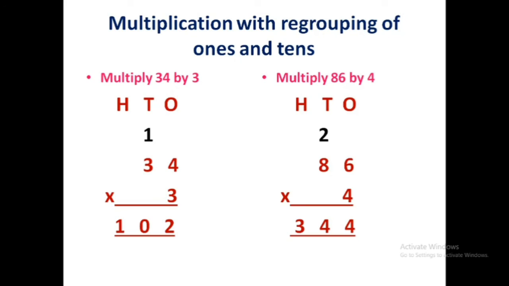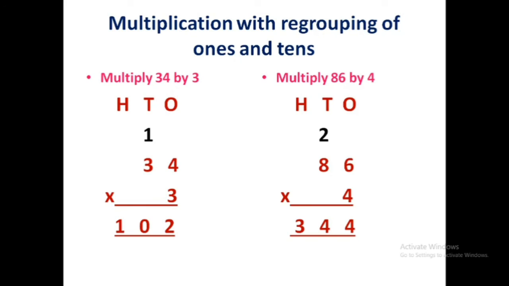Next, let us multiply 86 by 4. Write the numbers 86 into 4. Always begin multiplication from the ones column. 6 ones into 4 or 4 into 6. 4 into 6 is equal to 24. Write 4 in the ones column. Carry 2 to the tens column.